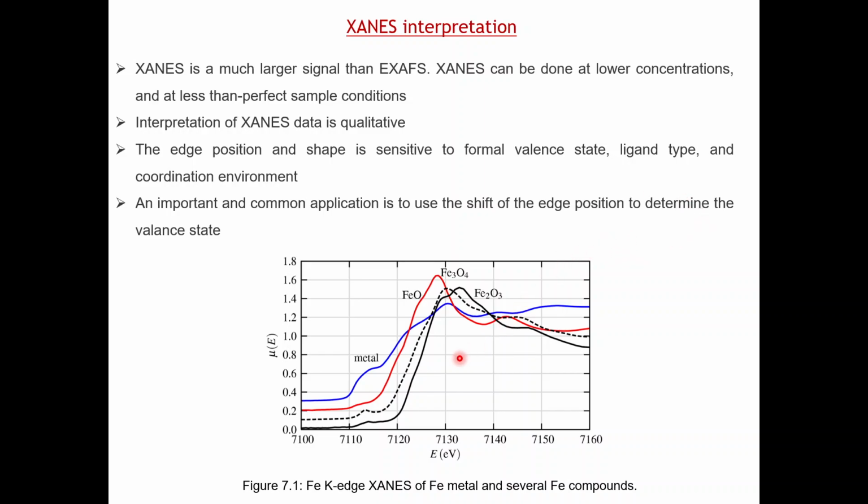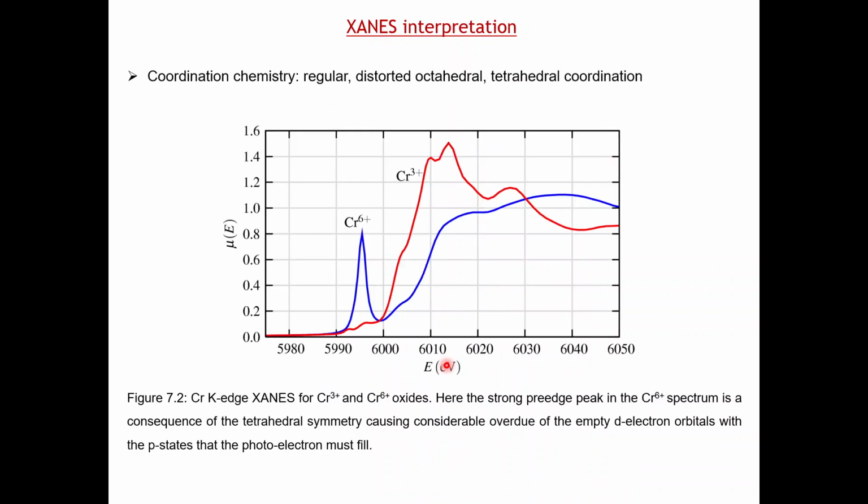So here in this figure you can see the corresponding XANES data for iron oxide and metallic iron, with iron in multiple oxidation states. You can see that there is a clear change in the nature of the peak, and also their corresponding edge energy is shifted according to their formal valence state, ligand type or coordination environment. Apart from this, one can interpret the corresponding geometry, that is, whether a regular or distorted octahedral or tetrahedral coordination is there within your material.